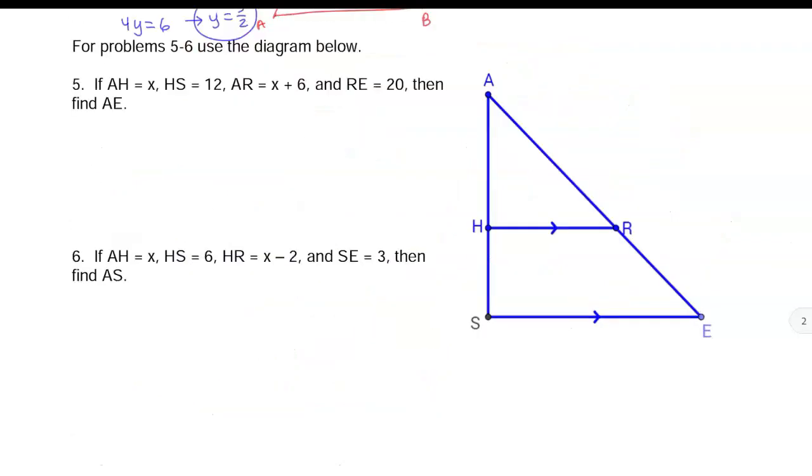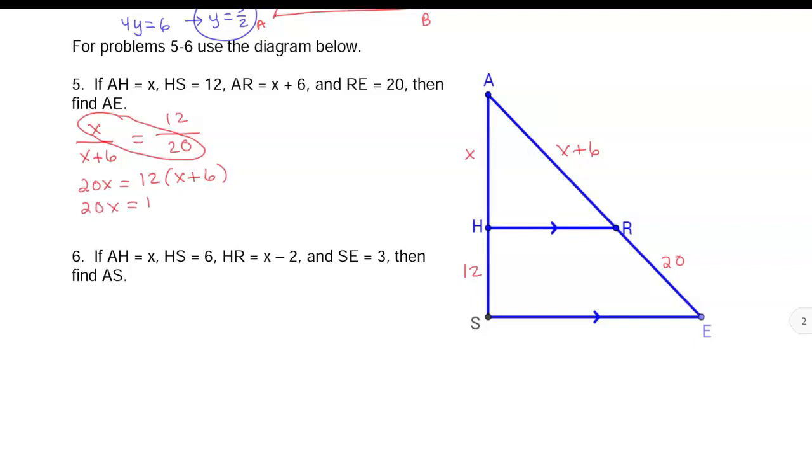For number 5, perfect setup for side splitter theorem. So I'm going to take AH, which is x, and make a fraction with the right side, x plus 6. Set that equal to another fraction. The top will be 12, because that's from the left side, and then 20 is on the bottom, because that's from the right side. So let's cross multiply. I think I'll go 20 times x first. That equals 12 times x plus 6. So 20x equals 12x plus 72.